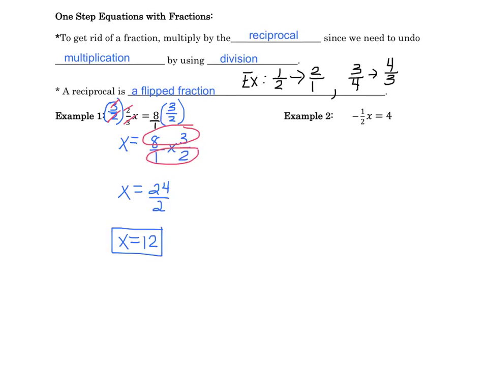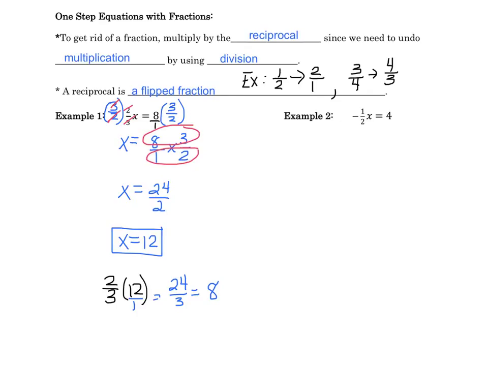Now remember, you can check that. You could always replace x with 12. Let's see if that works. Say we have 2/3 times 12. Does that equal 8? Well, we put that over 1. 2 times 12 is 24. 3 times 1 is 3. 24 divided by 3 equals 8. So does that work? Is that making sense? Yes, because we have 8 in the equation.